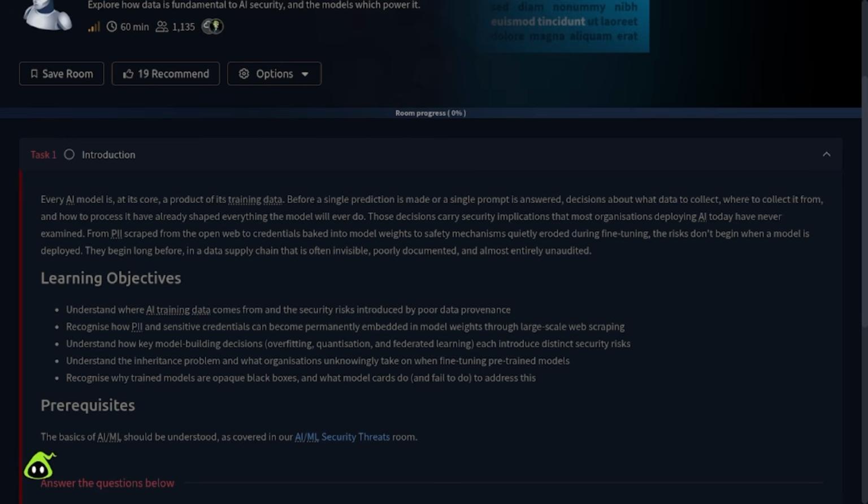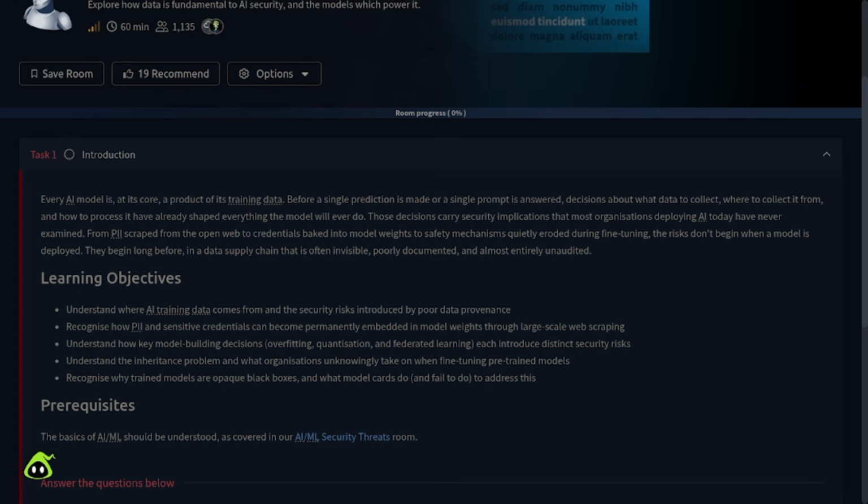We have the following learning objectives. We are going to understand where AI training data generally comes from and the security risks introduced by poor data provenance. Sorry if I pronounced it wrong. We are going to recognize how PII and sensitive credentials can become permanently embedded in model weights through large-scale web scraping. And we are going to understand how key model-building decisions, overfitting, quantization, and federated learning, each introduce distinct security risks. We are going to cover it anyway, so don't be put off if this isn't familiar.